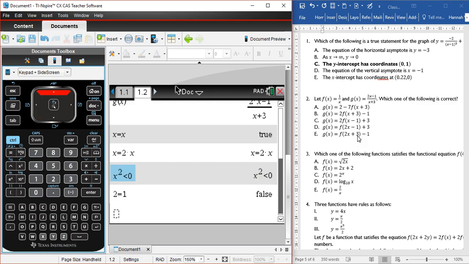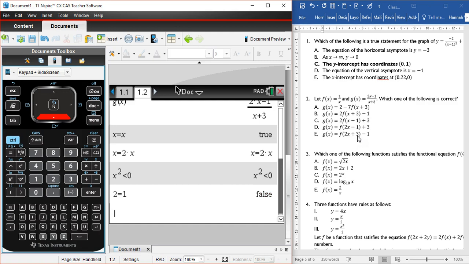So if a statement is true for every single value of x, when you type it into the CAS and enter it, it will come out as true. If it's only correct for some values of x, the CAS will just repeat the statement. And if there is no value of x for which it holds, it will come out as false, which I don't think will happen in this case.